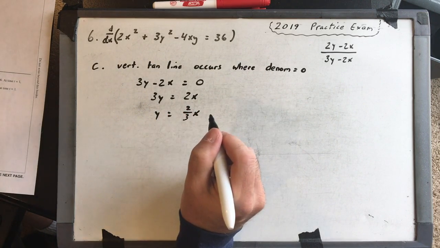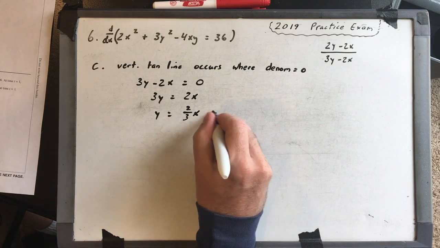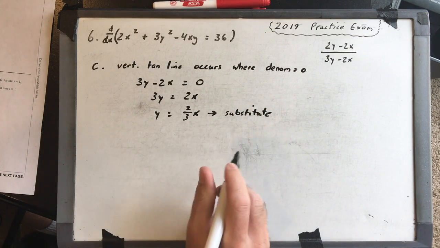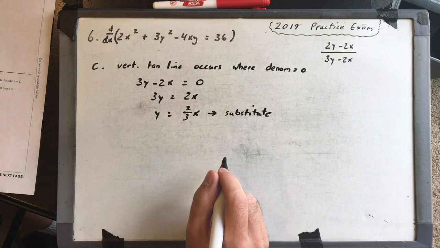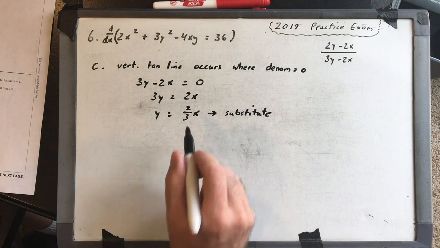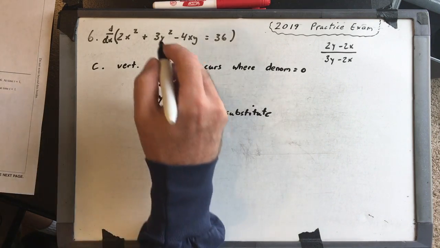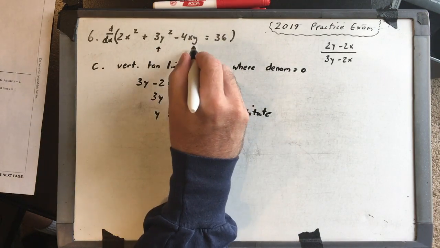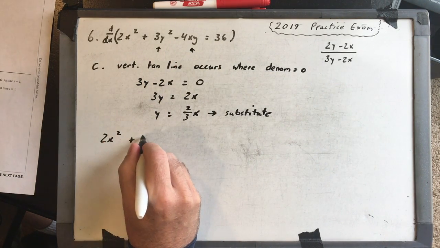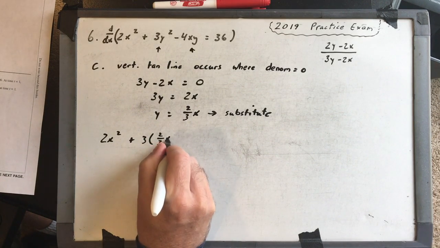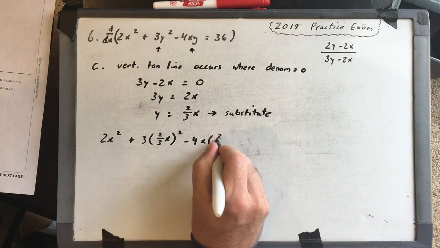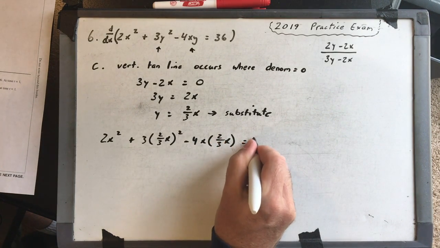We need to do that because then we have to substitute into the original equation in order to figure out what is the y value, or what is the x value. So we're going to substitute that 2/3 x into our y values here. So I've got 2x squared plus 3 times 2/3 x all squared minus 4 times x times 2/3 x is equal to 36.